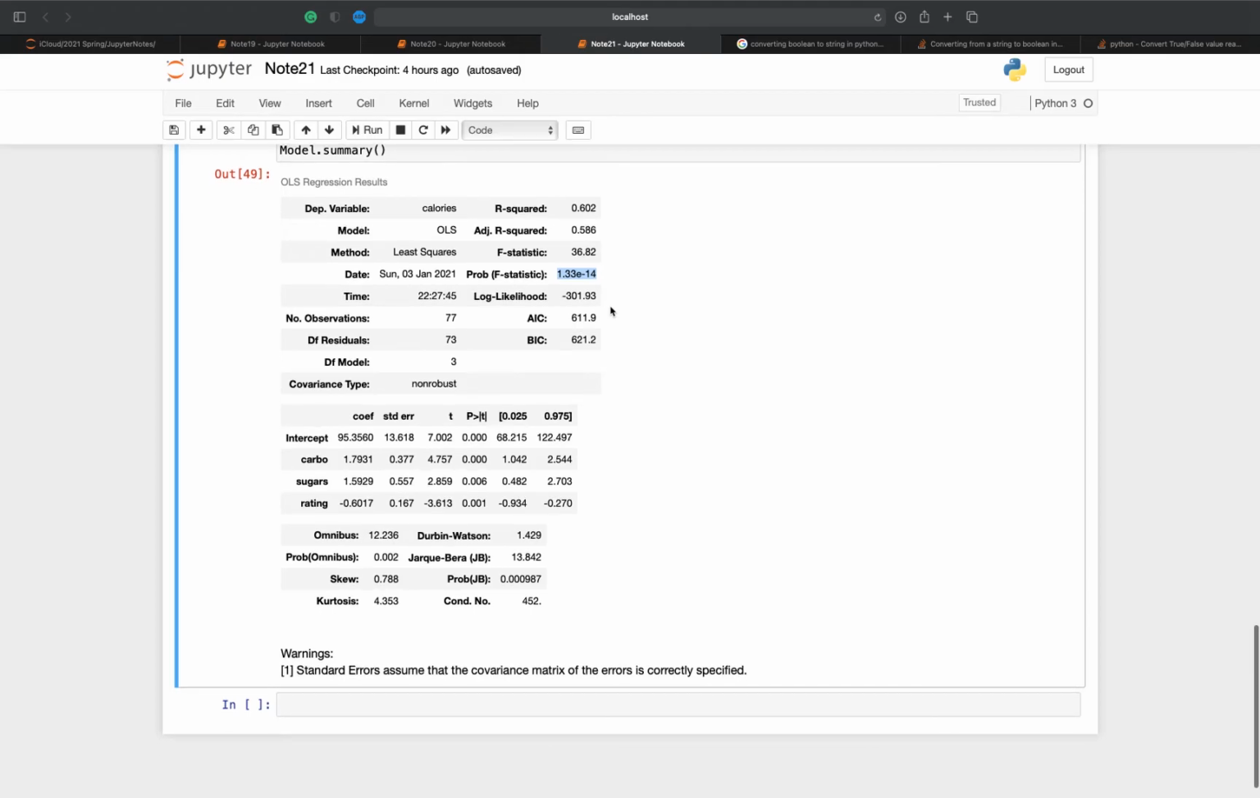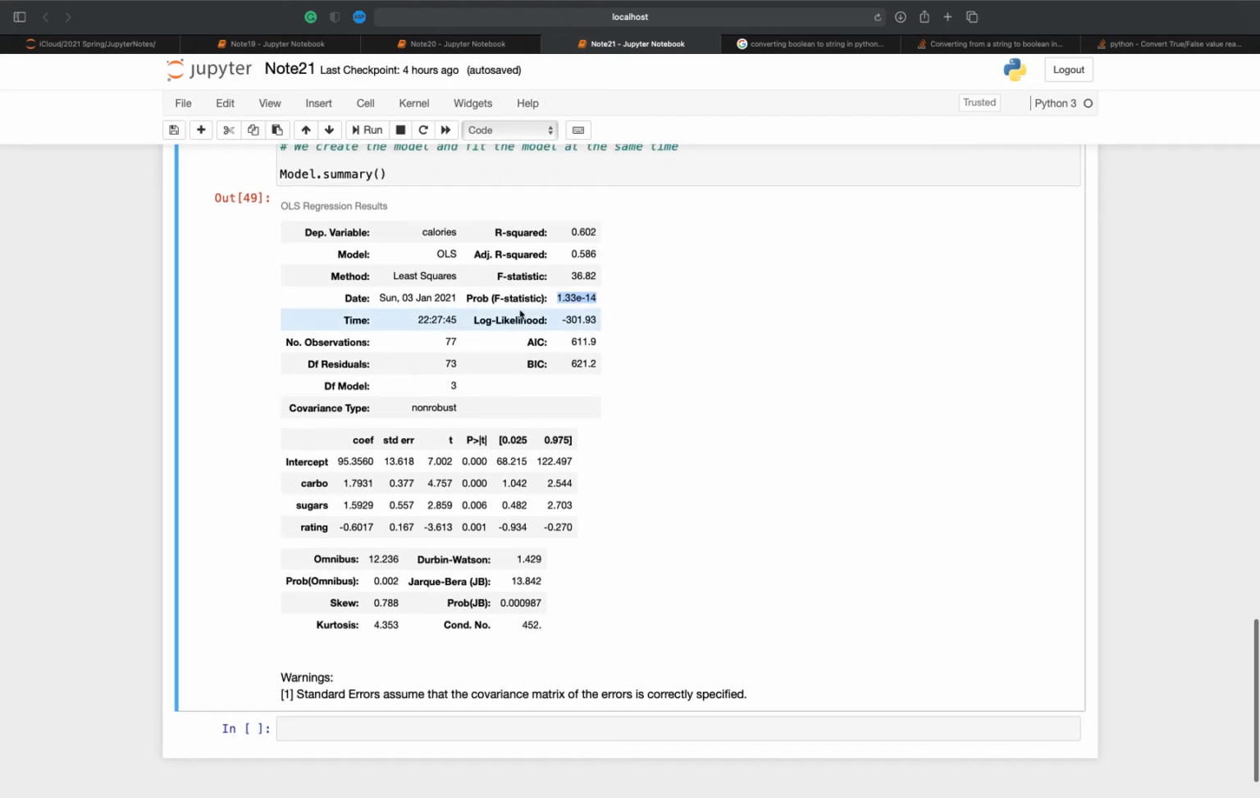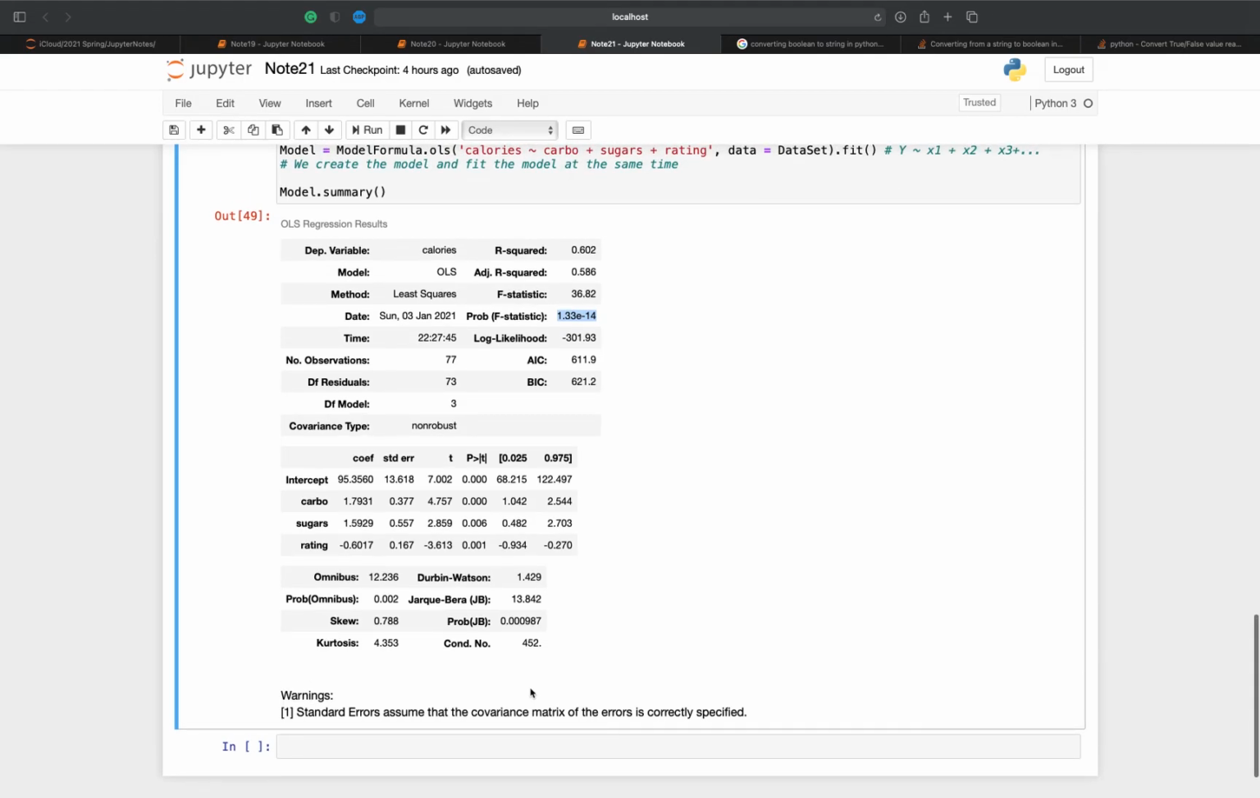What else? Okay, a standard error. Do I see it in here? Okay, I don't have it here. Assume that the covariance matrix of error is correctly specified. Where is that? Okay, I don't see it now. We'll talk about that later. Okay, so what else do we have?